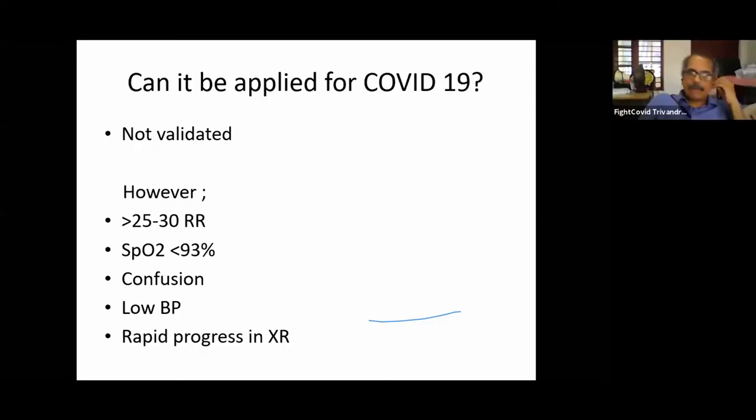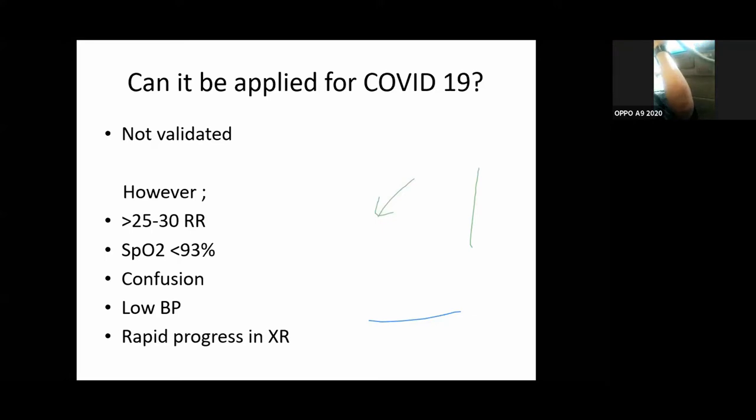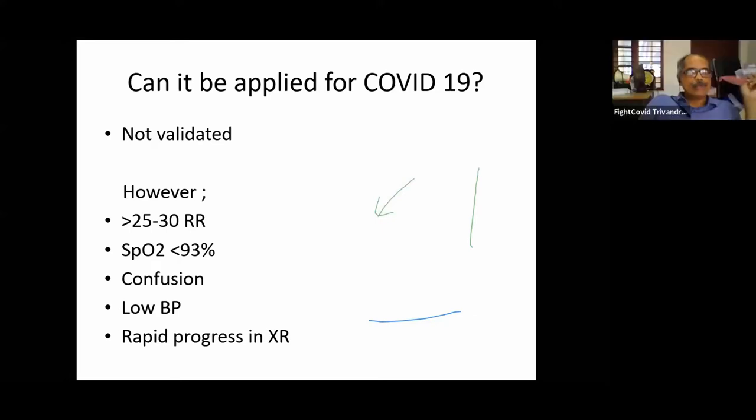So, can it be applied for COVID-19? These risk prediction models are not validated in COVID-19 patients. However, any respiratory rate more than 25 to 30, or when the saturation is less than 93%, or the patient is confused, or the patient has hypotension, or if the patient has a rapid progression in chest radiography, all these indicate a severe pneumonia, and we can predict that the patient is likely to become very bad very soon. So this can be applied for COVID-19 also.